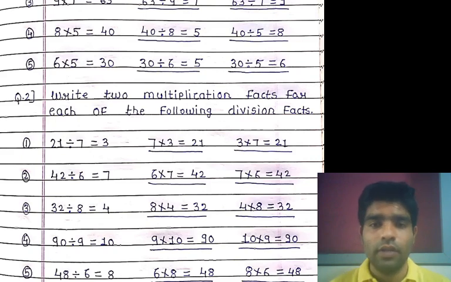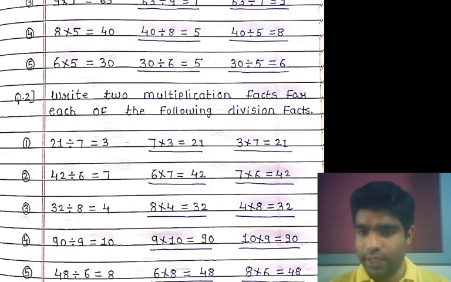Now we have to solve the two multiplication facts. It means we have to write down: 6 multiplied by 7 is equal to what? 42. In the same way, 7 multiplied by 6 is equal to what? 42. For the third example, listen here, it is 32 divided by 8 is equal to what? 4. Okay, because 8 fours are 32.